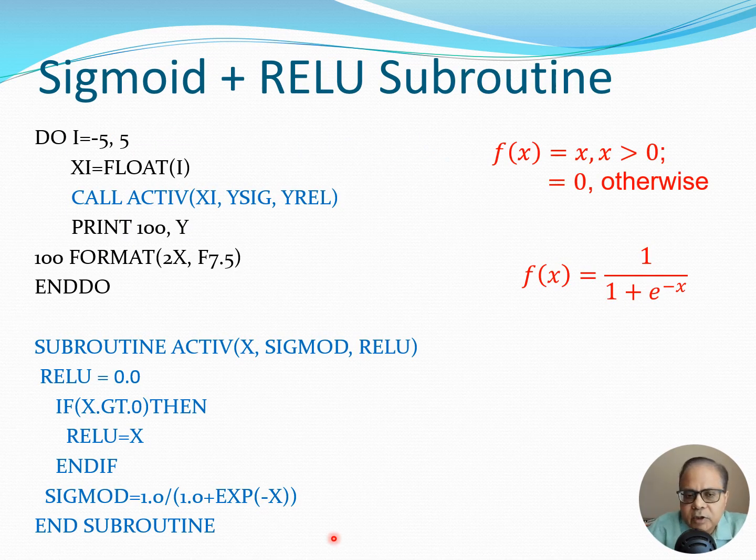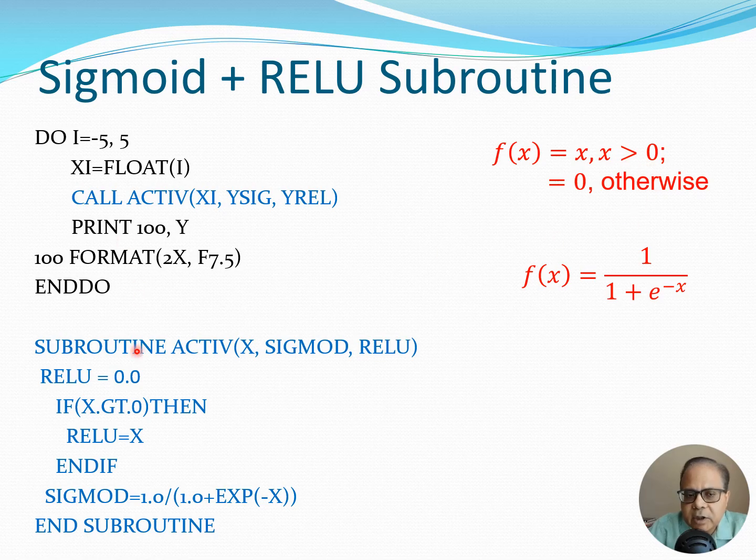Subroutines actually become more useful when you have to calculate more than one value and return them. Let us say we want to create a subroutine named active, which takes the input value x and returns sigmoid and RELU. The sigmoid function is fx equals 1 by 1 plus e to the power minus x. RELU, the rectified linear unit, is also widely used in deep learning, AI and machine learning. It is given by fx equals x for x greater than 0, and 0 in case x is not greater than 0.